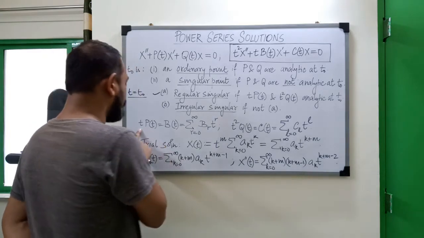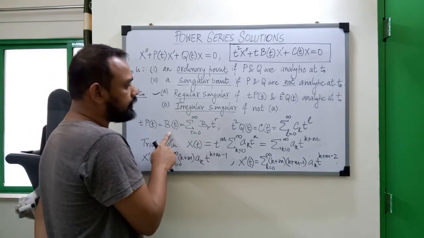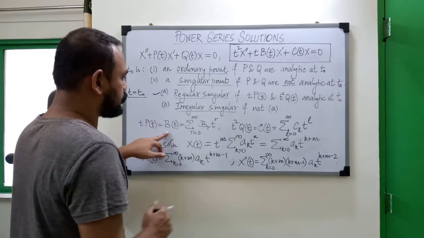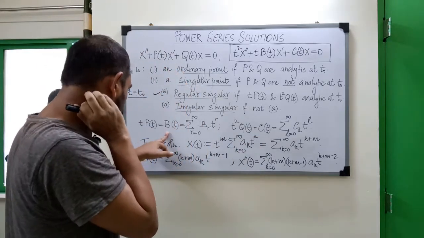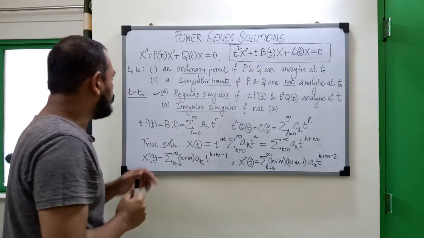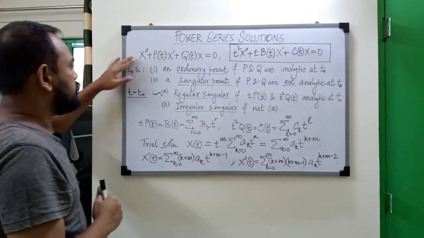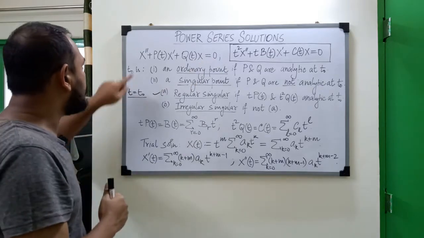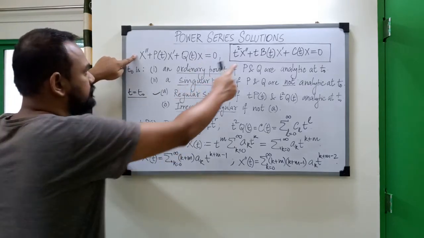So once we write Tp as B and T square Q as C, and we put those quantities into the differential equation, this is what we will get, okay? So if you, for example, multiply this entire differential equation by T square, you would have a T square. That's what I've done here.